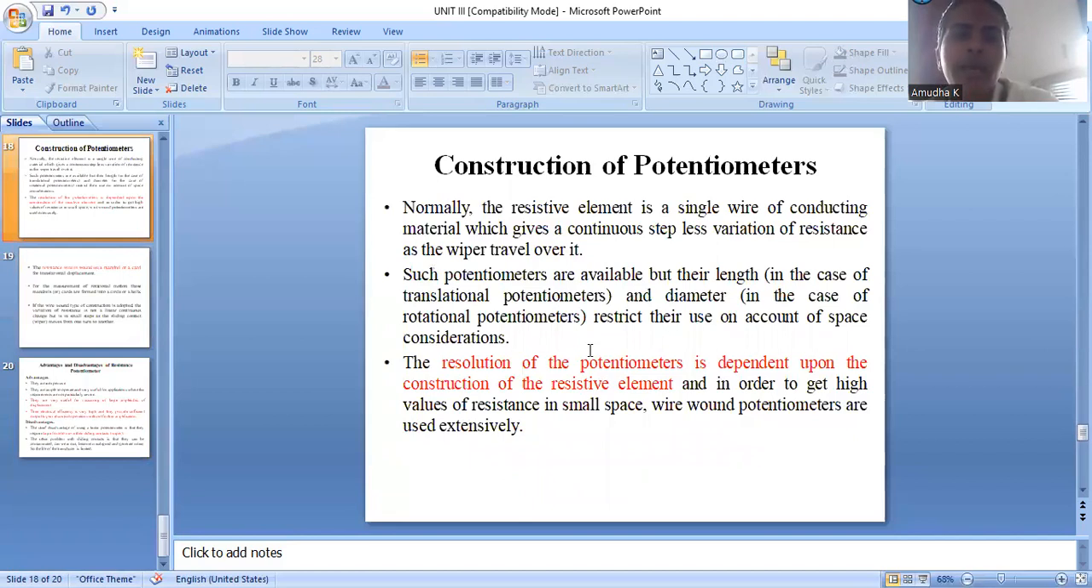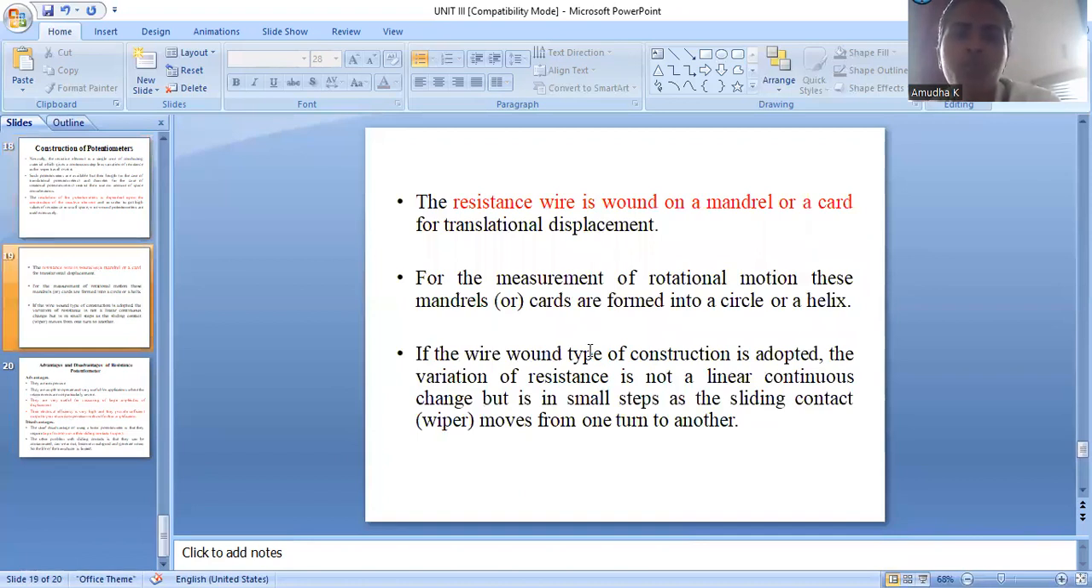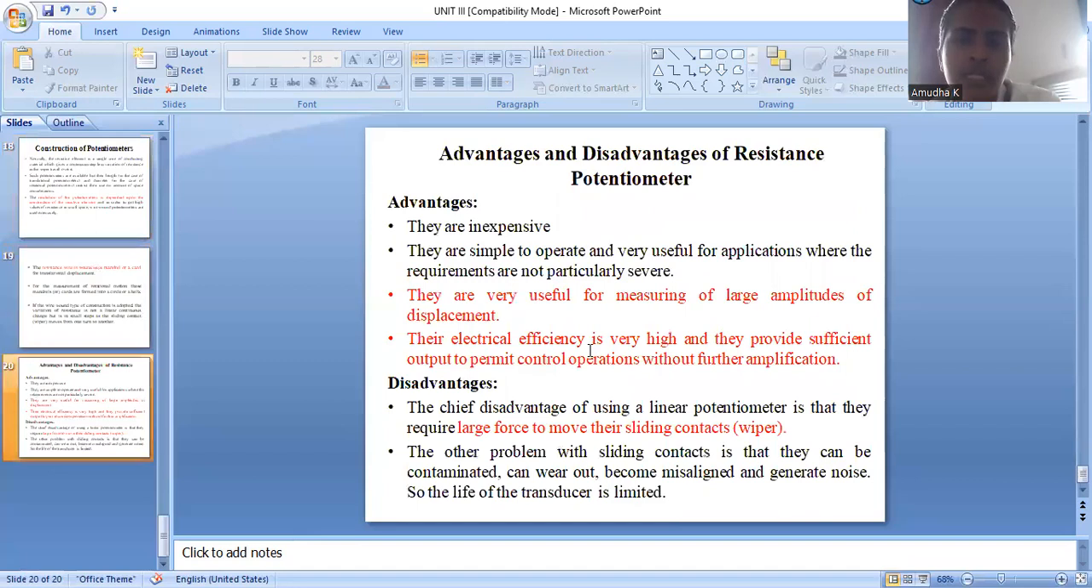Okay. And construction of potentiometers. Basically it is a wire winding, a single wire of conducting material, which gives a continuous, stepless variation of resistance as the wiper moves. The potentiometer resolution is dependent upon the construction of the resistive element. The resistive wire is wound on a mandrel or a core for translational displacement.